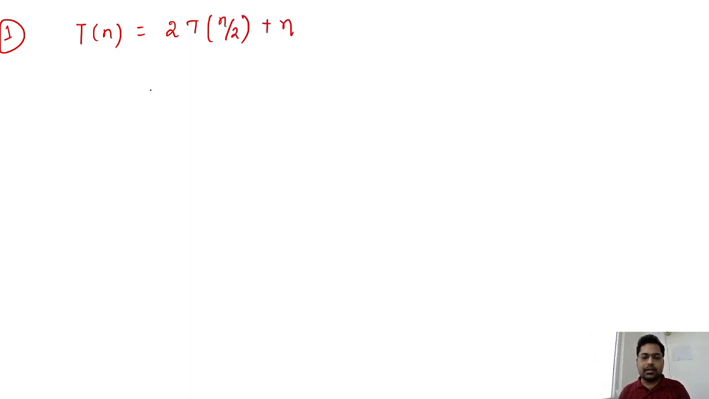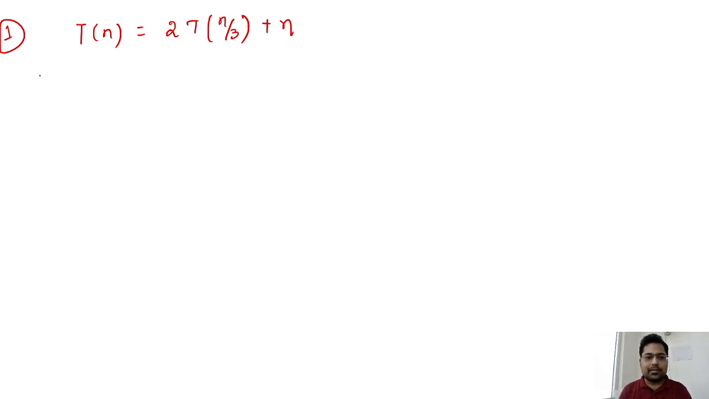The first question will be: suppose T(n) is 2T(n/2) + n. Simple question. We'll start with a little bit of modification. Instead of 2, it's better you write 3. Now, how to solve this?